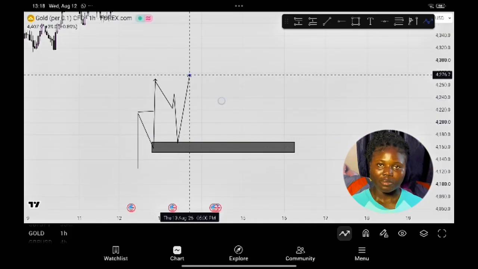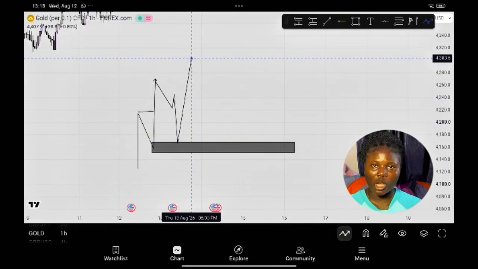So I'm going to be showing you on the chart how the market looks, and also how order blocks look, so you can easily identify them from your higher time frame to your lower time frame. So let's go.